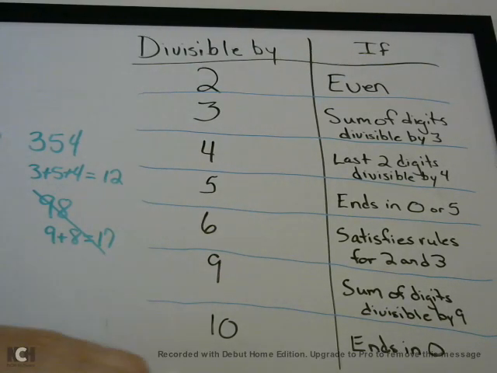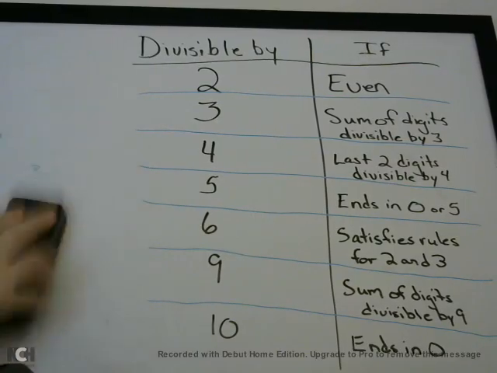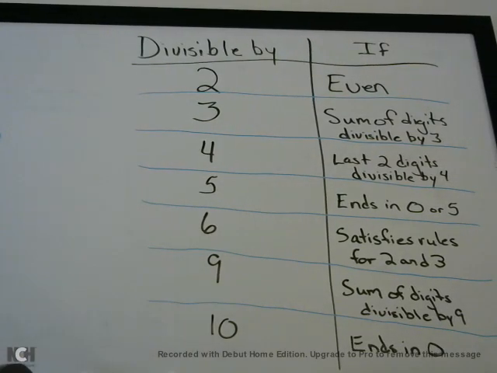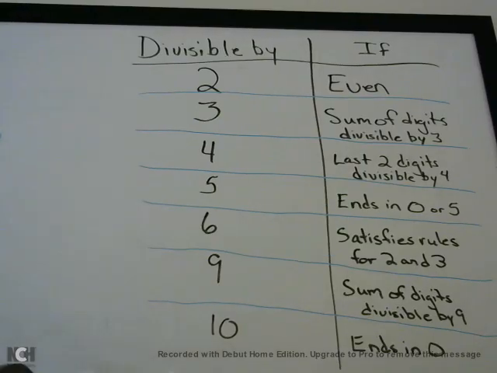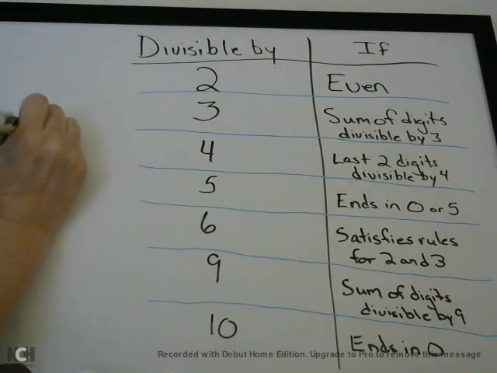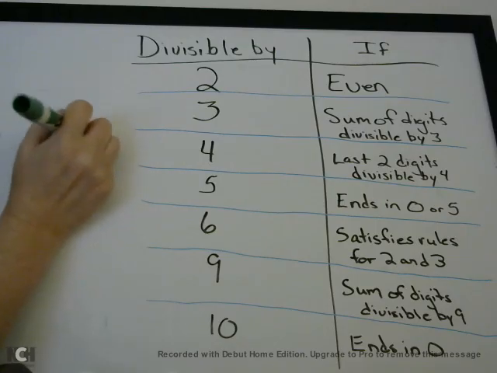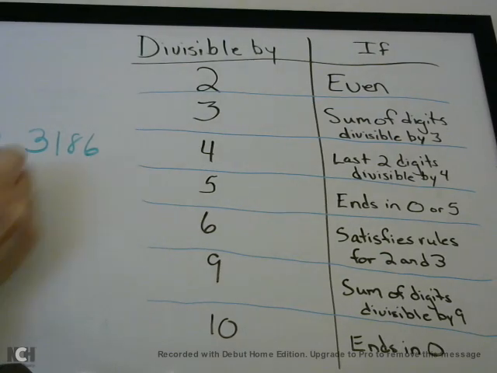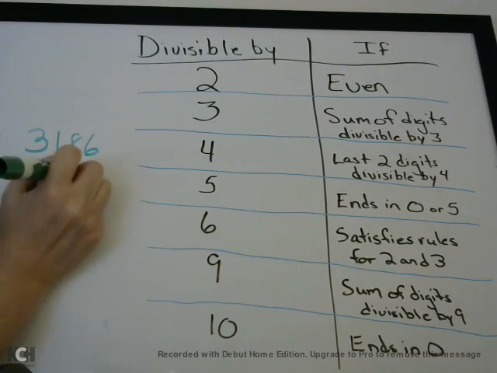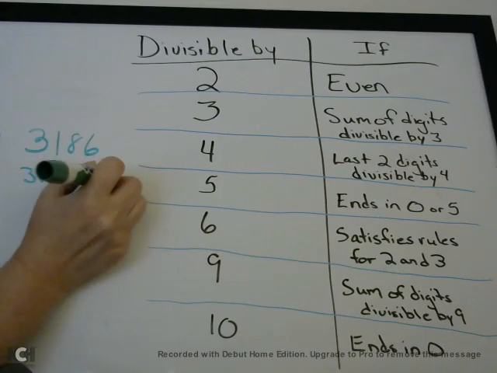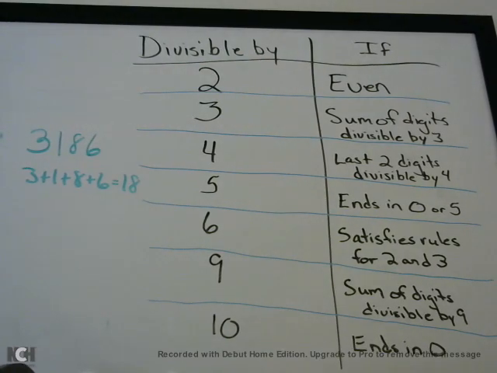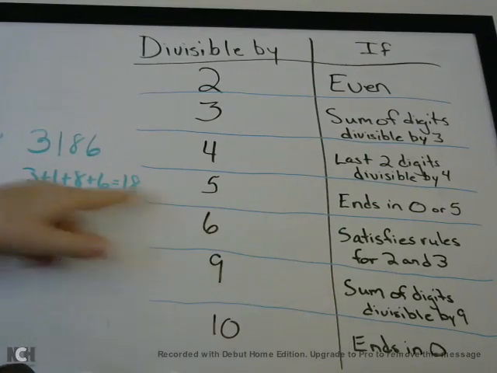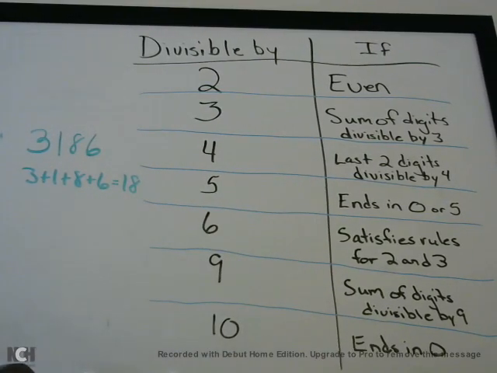All right, for 9, the sum of the digits has to be divisible by 9. So let's say we have 3, 1, 8, 6. So again, the sum of the digits, which means you add the digits up, 3 plus 1 plus 8 plus 6 equals 18. And so we know that 18 is divisible by 9. So 3186 is also evenly divisible by 9.